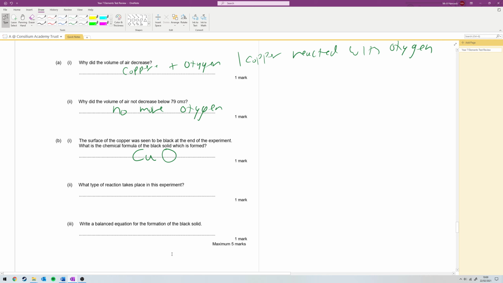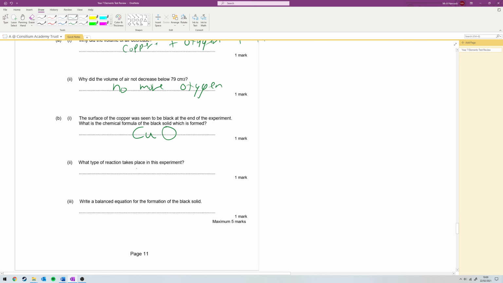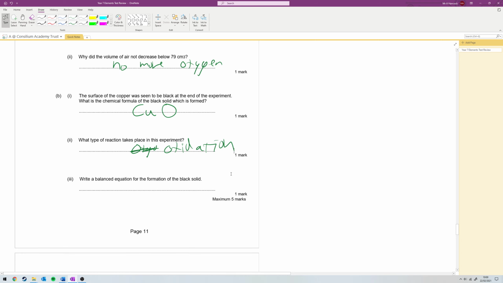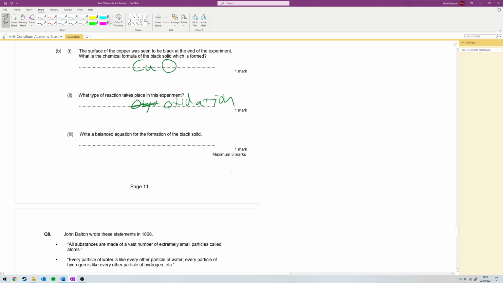So what type of reaction? This is an oxidation reaction. Oxidation. Right, that copper started off as copper and it gained oxygen. Write the balanced equation. Well, again, 2 coppers plus 1 oxygen makes 2 copper oxides.